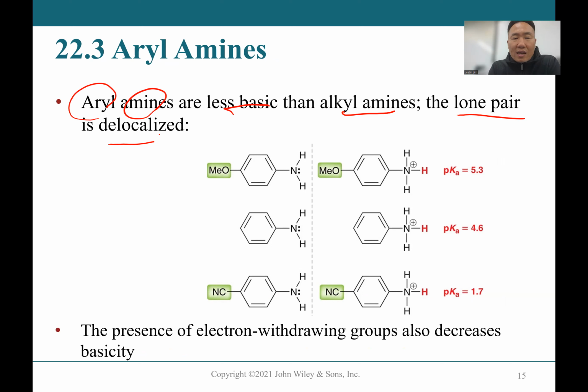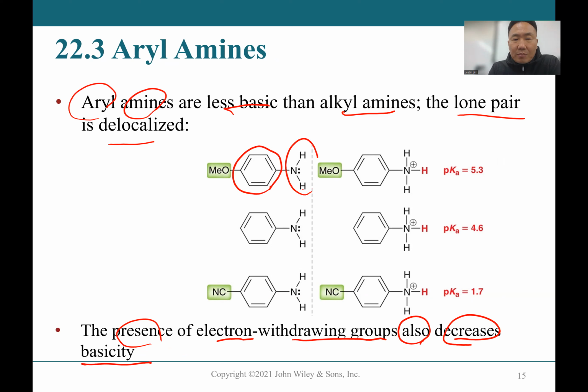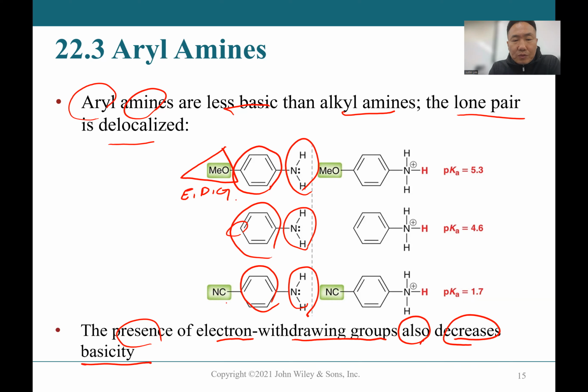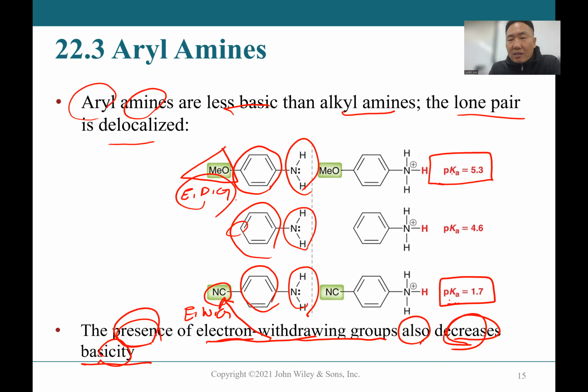The lone pair is delocalized. The presence of an electron withdrawing group also decreases basicity. So now you can see an arylamine, the same, but you can see the para position. This is an electron donating group. There's no substituent, CN, that's an electron withdrawing group. So the presence of an electron withdrawing group also decreases basicity. In this case, you can see the pKa value is 1.7. With the electron donating group, pKa is 5.3. So it decreases basicity.